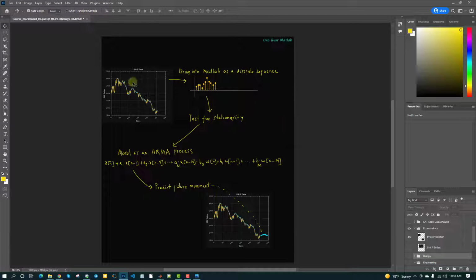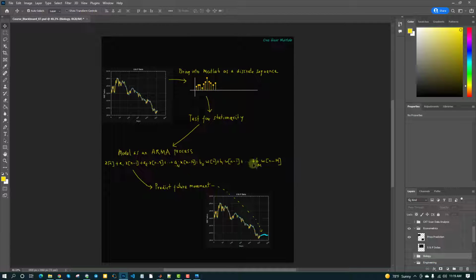So the way to do that is you bring this stock data into MATLAB as a discrete sequence. So this is a discrete signal sequence, and we test for stationarity. This is a statistical test, and the discussion of the test for stationarity is actually beyond the scope of this video, but know that sophisticated methods actually exist, and we can use them in MATLAB to do the statistical test. And once we are satisfied that the condition for stationarity is fulfilled, we can model the whole stock movement as an ARMA process. ARMA here stands for auto-regressive moving average process.